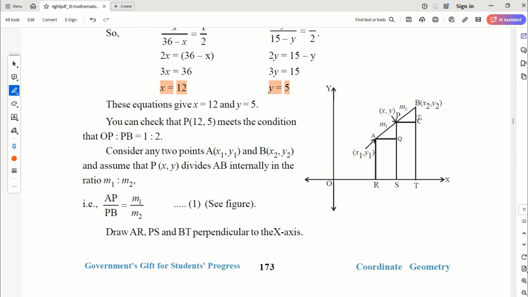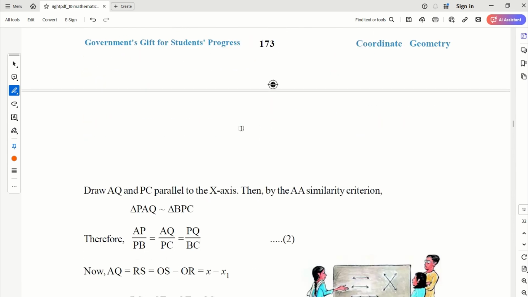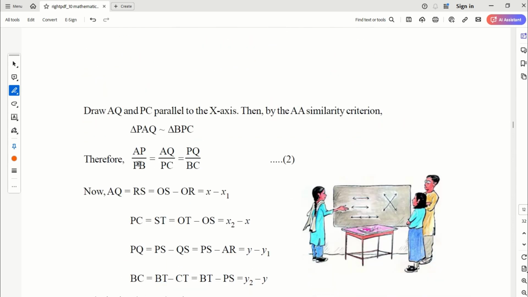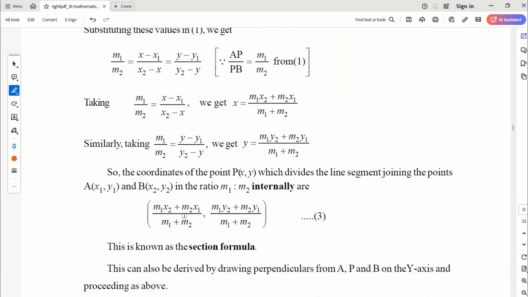AQP is similar to PCB, and the ratios are M1 and M2. The points are (x1, y1) and (x2, y2). So the point (x, y) will be given by similar triangles and the ratios of the sides, and you will get exactly the value which is derived.